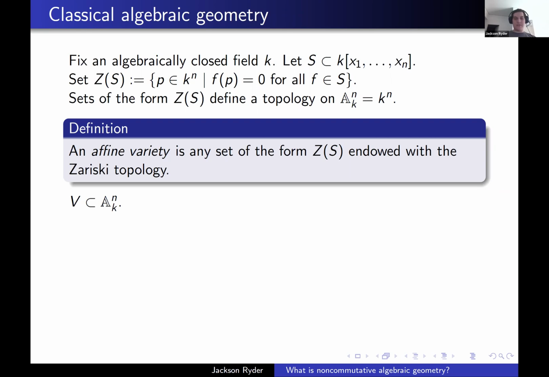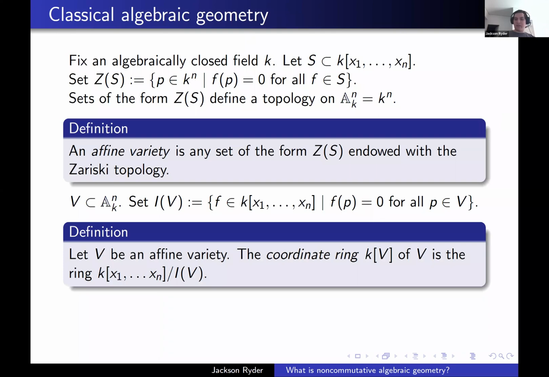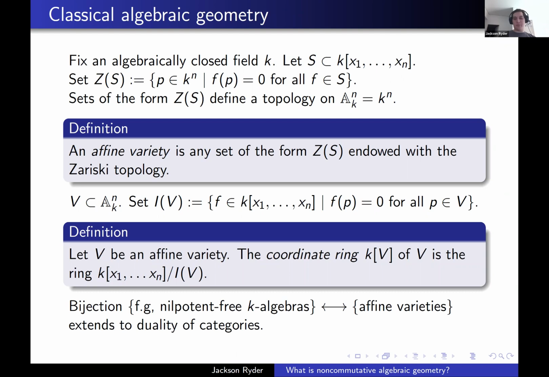So now let's go the other way. Let's take a set of points in affine n-space. We define the ideal of these points to be all of the polynomials which, when you evaluate them at every point in this set, give you zero. And then if we have an affine variety, we define its coordinate ring to be the polynomial ring quotiented out by this ideal. This correspondence between zero loci and ideals gives us a bijection between finitely generated nilpotent-free k-algebras and affine varieties. And more than just a bijection, it gives us a contravariant equivalence of categories, so we can essentially view one as the opposite category of the other.